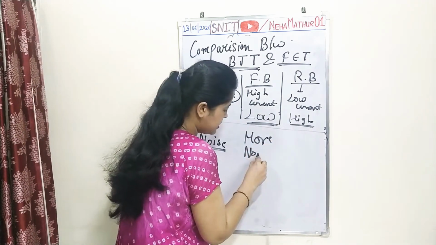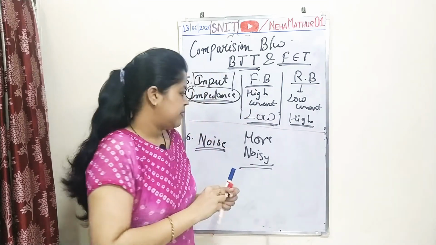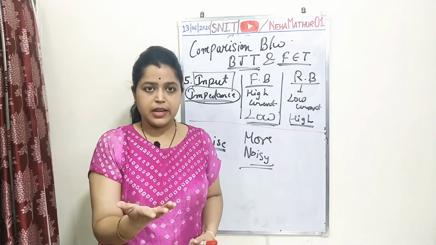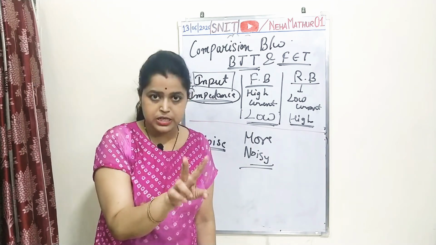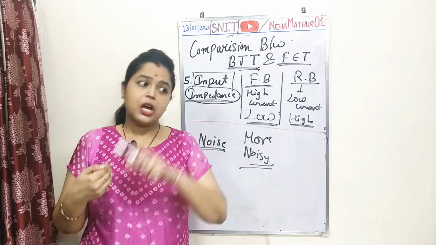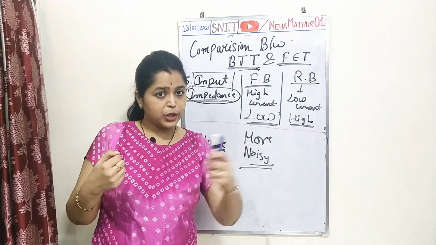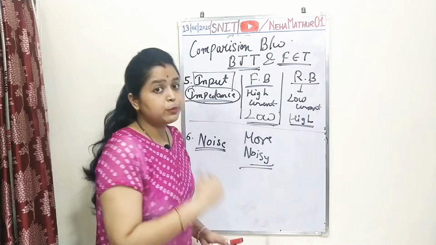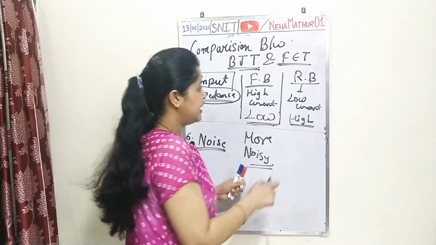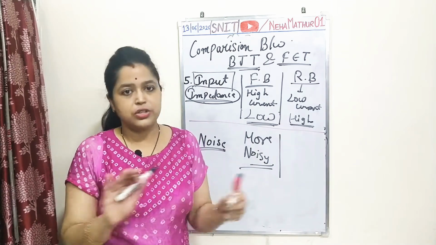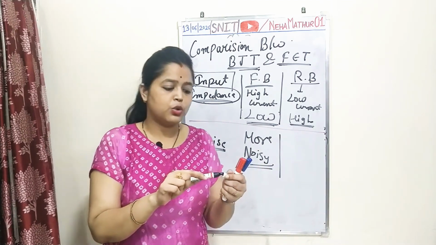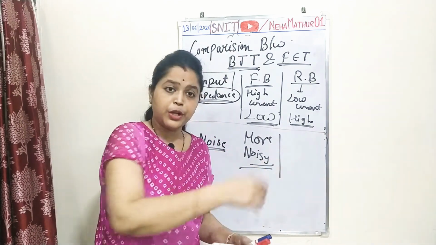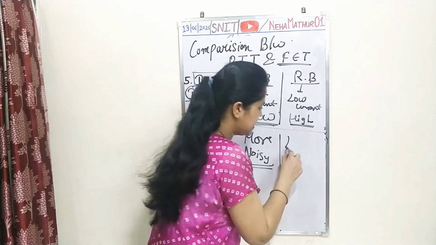I am again repeating, what is the reason? The reason is the carriers have to cross two junctions from the input terminal to reach the output terminal. So this is going to be a long path, the crossing of two junctions. That means your BJT is going to be more noisy, while in FET there is no concept of junctions. So there is no need to cross a number of junctions just to reach from the input point to the output point. That means it is less noisy.